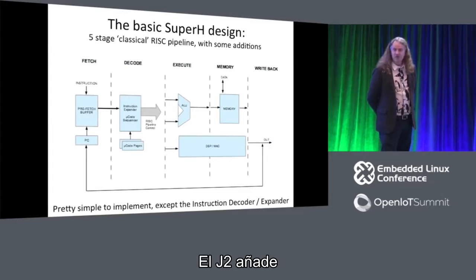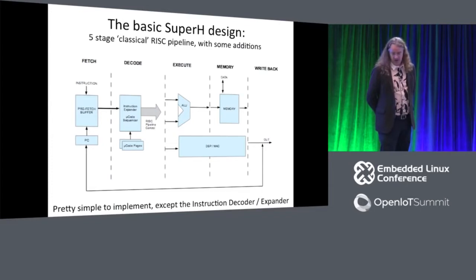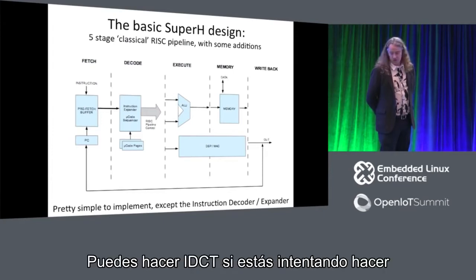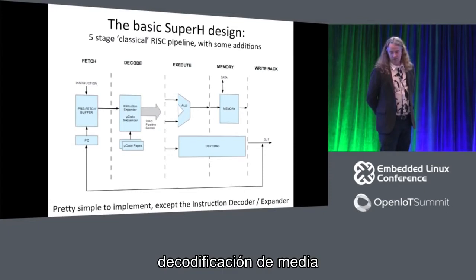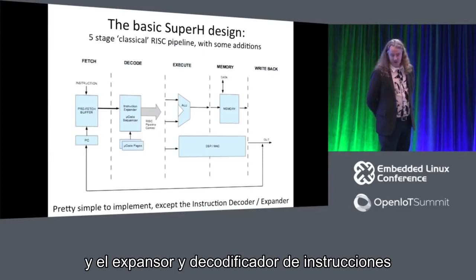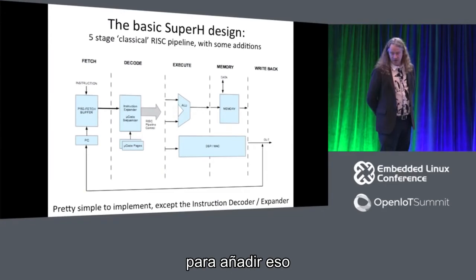The J2 adds 4 coprocessor ports, which are not in the open source release, actually, not yet. They will be in a future one. You can do things like crypto accelerators. This is very important. You can do like IDCT if you're trying to do decoding of media. And those processors are easy to add to the side of the core. And the instruction expander and decoder takes care of doing that for you. And your code can be as small as a few hundred gates to add that.